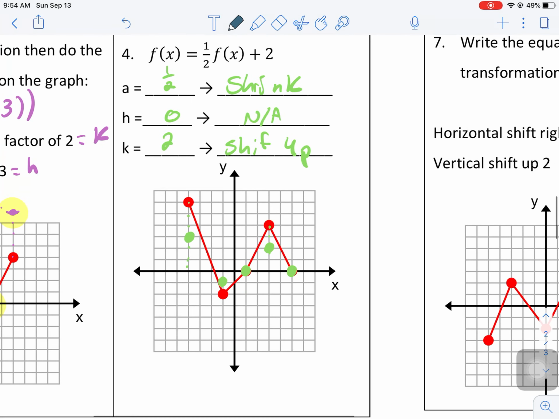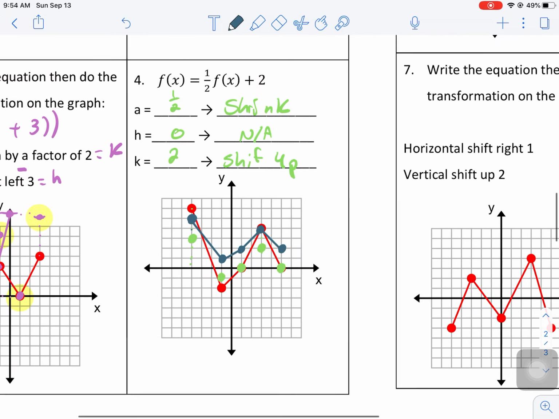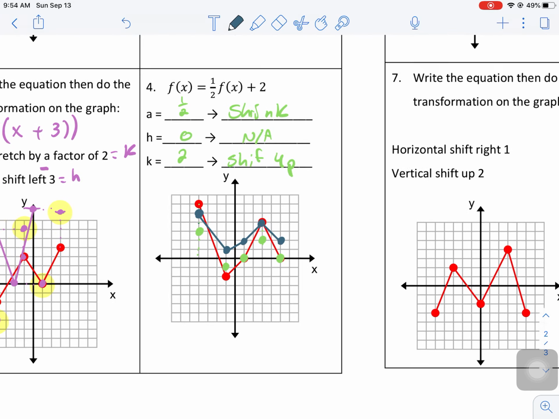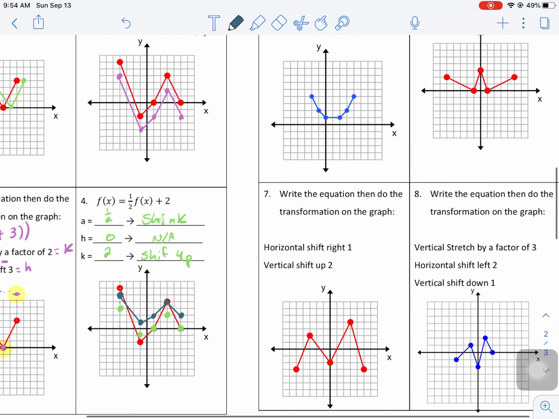Then it tells us to shift everything up 2. So then we're going to go 1, 2 up, 1, 2 up, 1, 2 up, 1, 2. And then we just connect all those dots. So a shrink should make it look like we smushed this thing down just a little bit. And as you can see, the slopes of all those lines are a little bit smaller, so therefore we have smushed it correctly with our shrink.